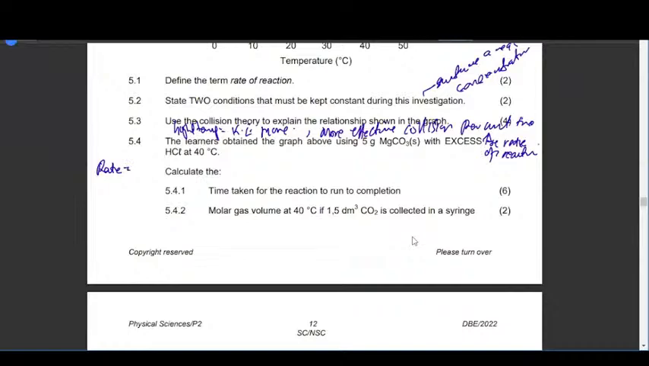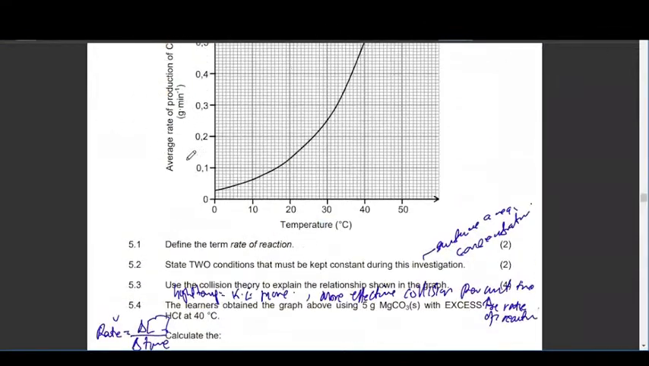Remember, rate is going to be equal to change in concentration over change in time. So if I have the rate and I have the concentration, I'll be able to find the time. But here from the graph, they say that this is the average rate, so I can find the average rate here.